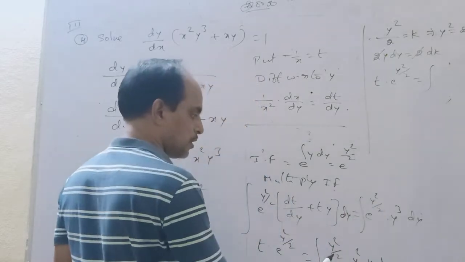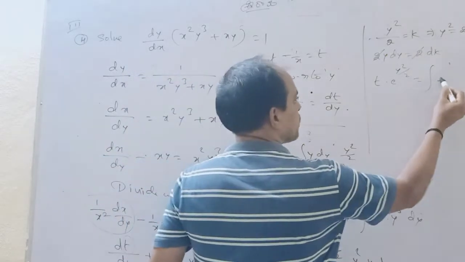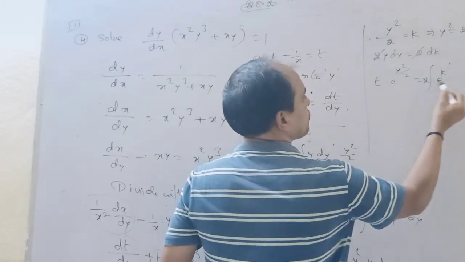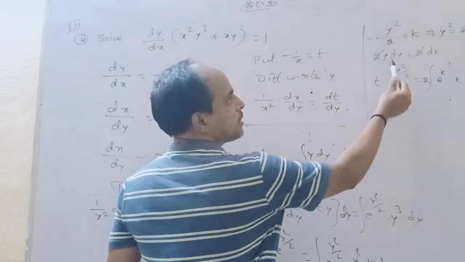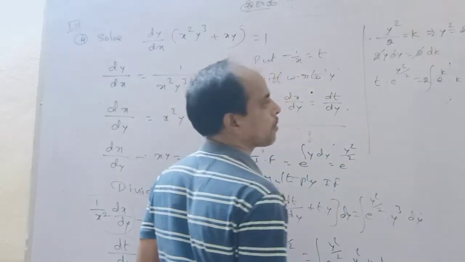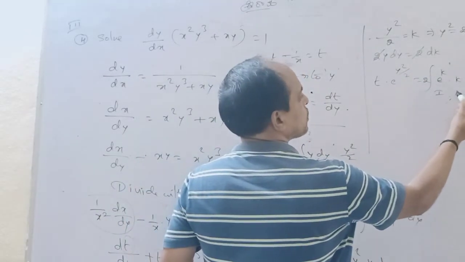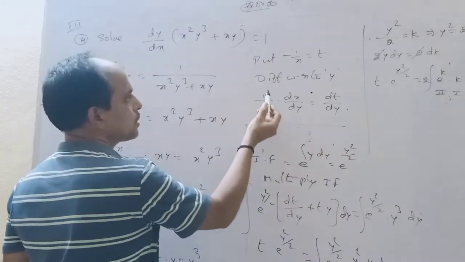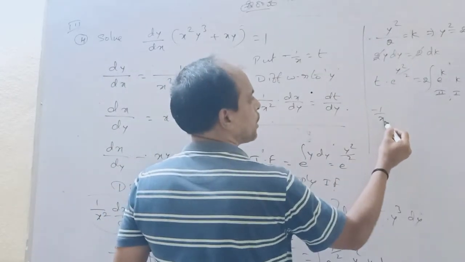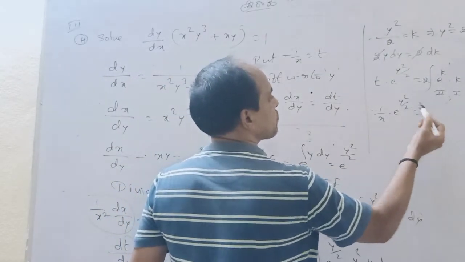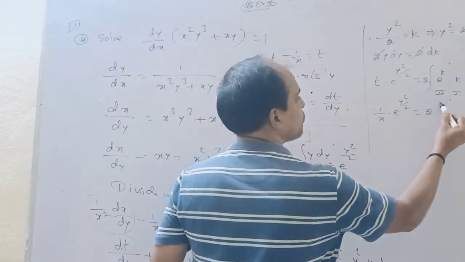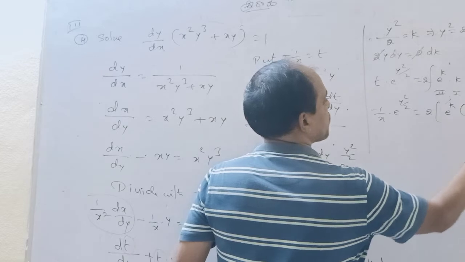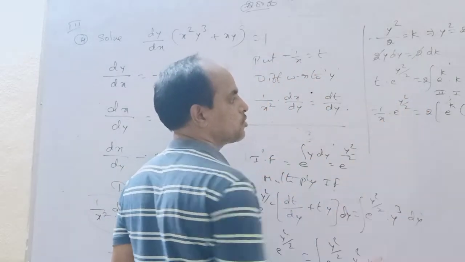Now this equation reduces to t into e to the power of y square by 2 is equal to the integral of e to the power of k, with y square as 2k, and y dy is equal to dk. Now you can do it by using integration by parts. What about t? T is nothing but minus 1 by x. So minus 1 by x into e power y square by 2 is equal to 2 of, this integration is e power k into k minus 1. By using by parts you will get the answer.